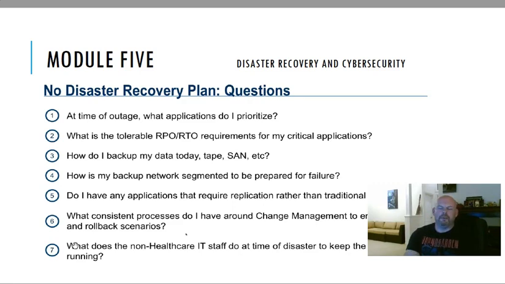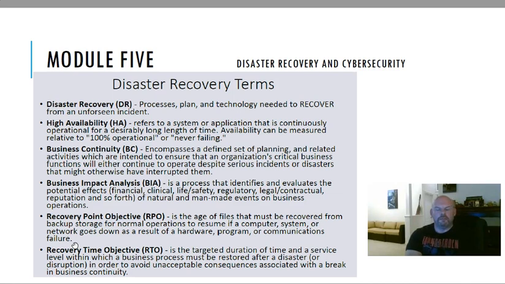People in billing. What are they doing to help keep the organization running? So some disaster recovery terms that you're going to hear: DR, disaster recovery; HA, high availability; BC is going to be an important one. That's business continuity, and that's the defined set of planning related to activities that are intended to ensure that the organization's critical business functions continue to operate. That's very key. Those words are very key in healthcare because patients don't stop coming in. Patients don't stop being sick just because there's downtime.